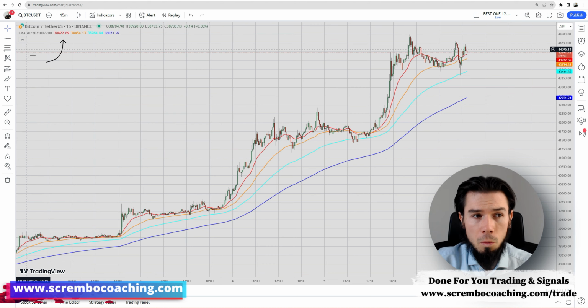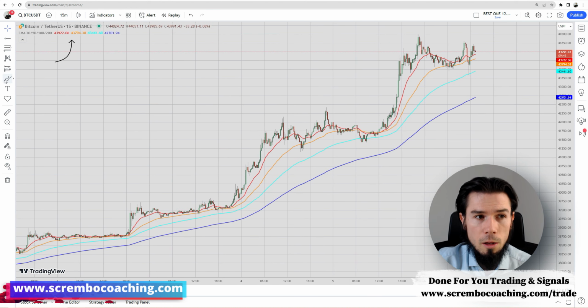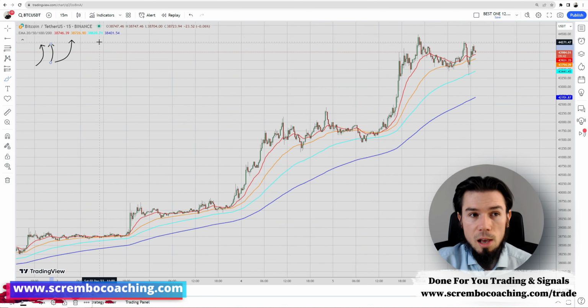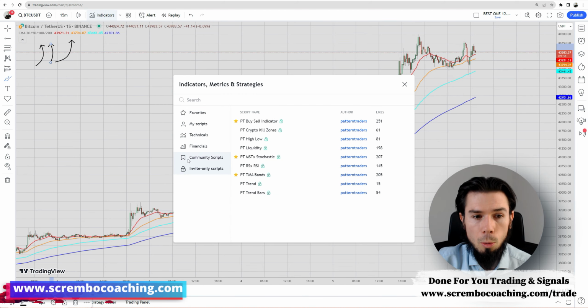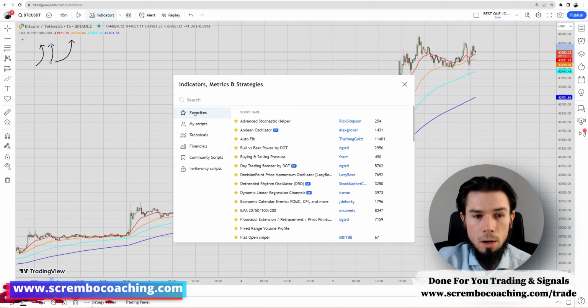So the next thing that we need is the EMA 20, 50, 100, and 200, which means that this is an indicator, guys, that you can attach to your screen. From the top left corner, you have the indicators. You want to go to the favorites one, which is something that I already have, but in your case, you don't have to go to the favorite ones.